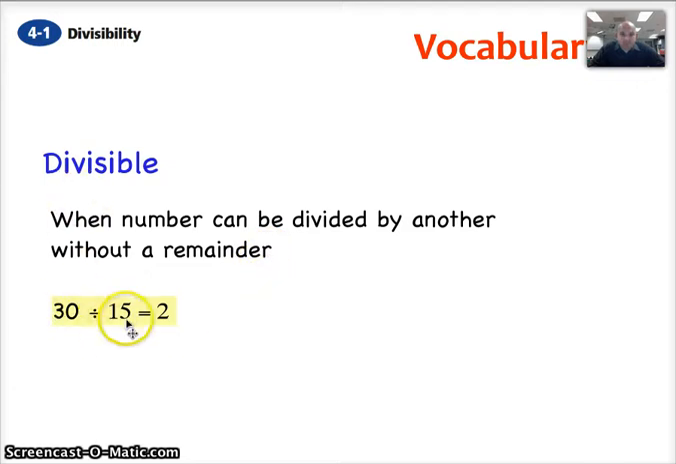30 is divisible by 15 in this equation because it gives us an answer of 2, a whole number 2, there's no remainder. 30 is divisible by 15.